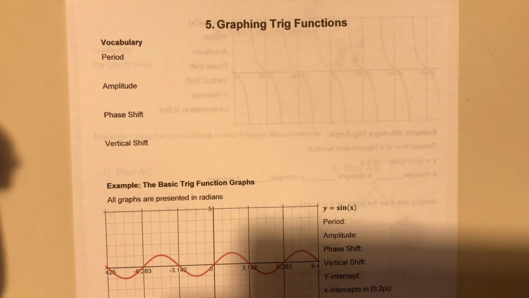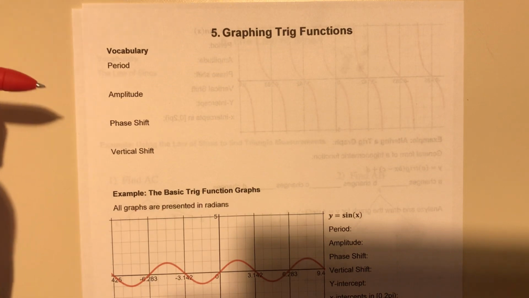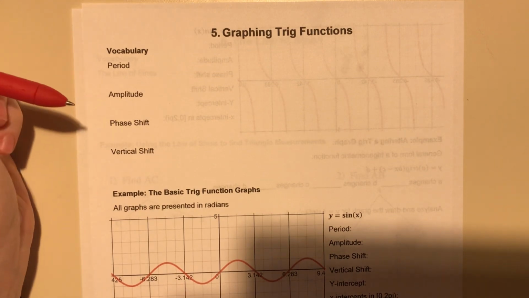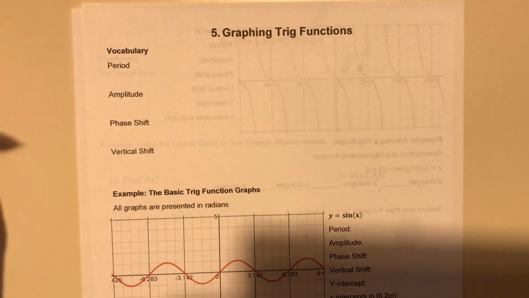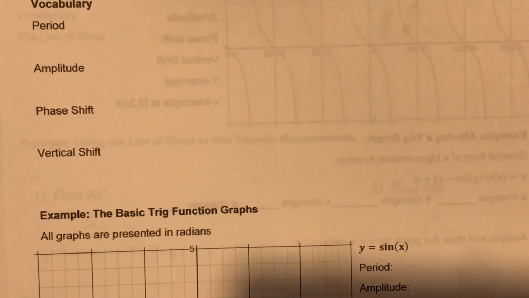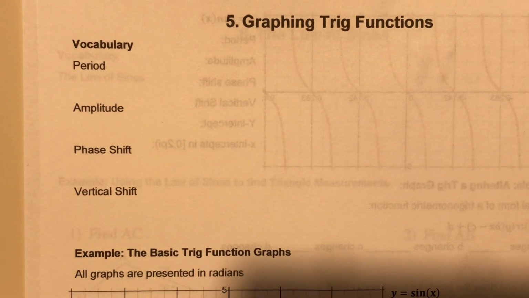So, we're going to talk about trigonometric functions today and what their graphs look like. Since we've just finished talking about the unit circle, this is going to be very closely related. So the first thing that I want to do is talk about a few vocab words related to what the graphs of trigonometric functions look like.